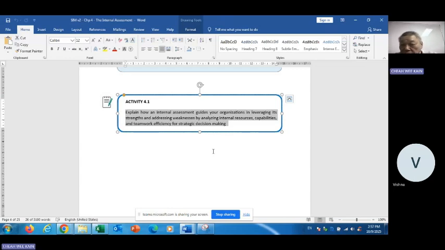Now, companies do not need to have 100 strengths, right? You may only want to concentrate on the few important strengths because you need to put your resources in those few important strengths.